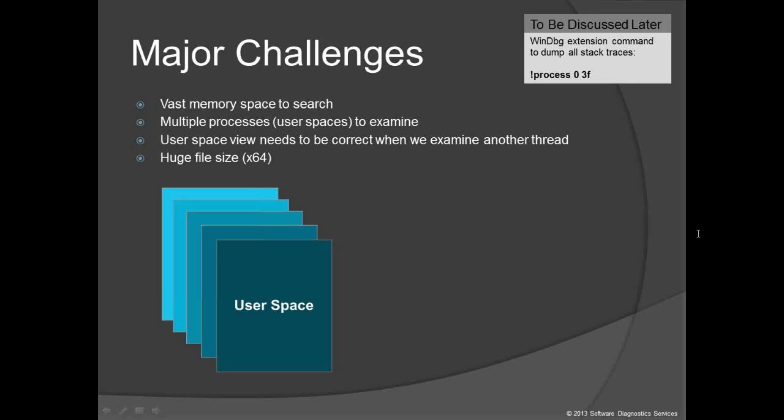Because threads belong to processes, when we examine them, we need to make sure we also have the correct process context, physical to virtual memory mapping, and also correct symbols for user space. So we need to make sure that symbols are reloaded.